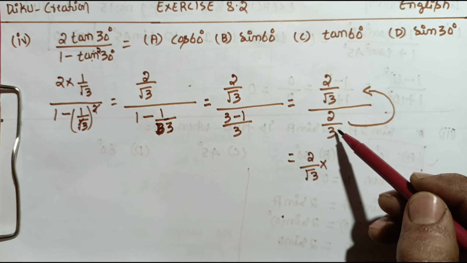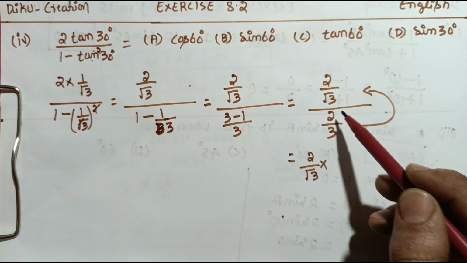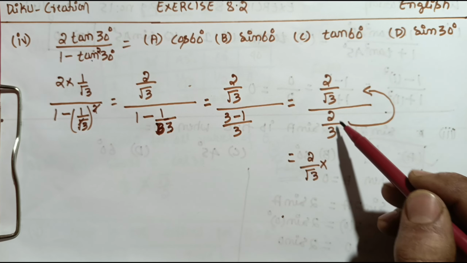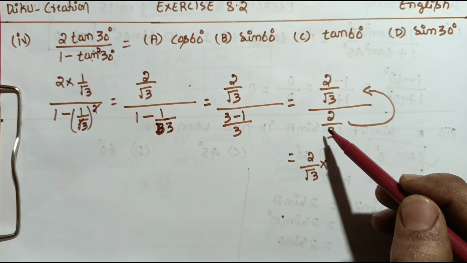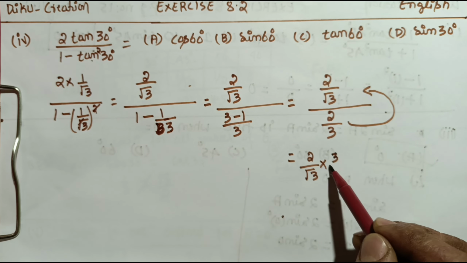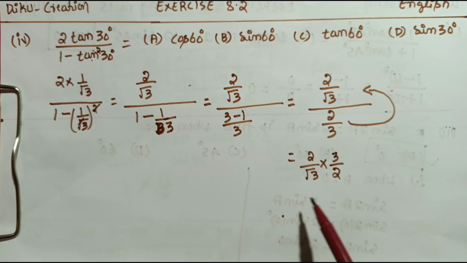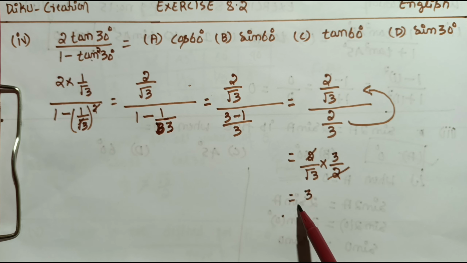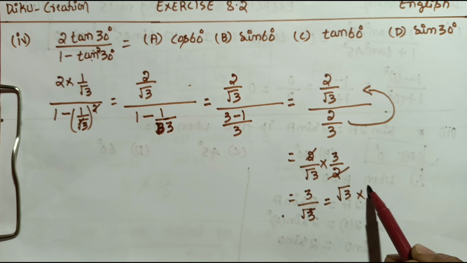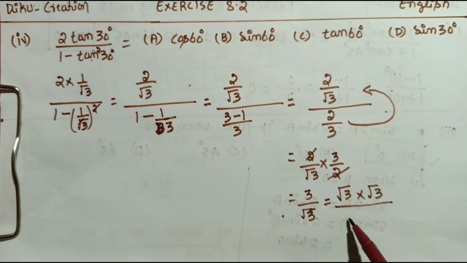When we shift the denominator to the numerator, then the division is going to be a multiplication and the terms are going to be interchanged. That is, this is going to be the numerator followed by the denominator, that is 3 divided by 2, or else you just need to write the reverse. So now these two get cancelled. The leftover term in the numerator is 3 divided by root 3. Now this 3, I will write as root 3 into root 3 divided by root 3, so one root 3 gets cancelled. It is going to be root 3.